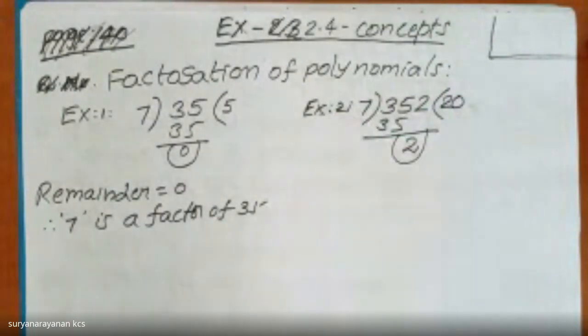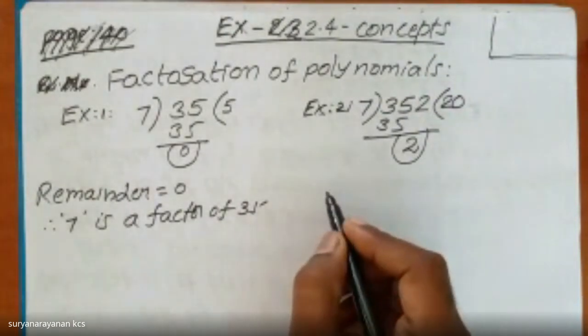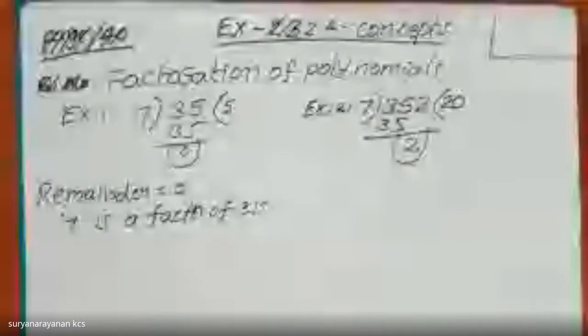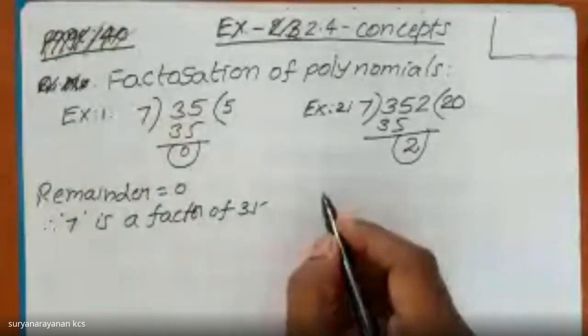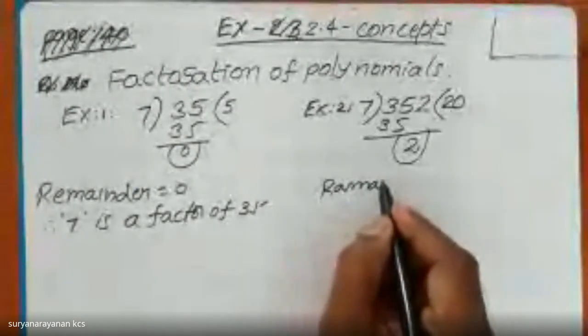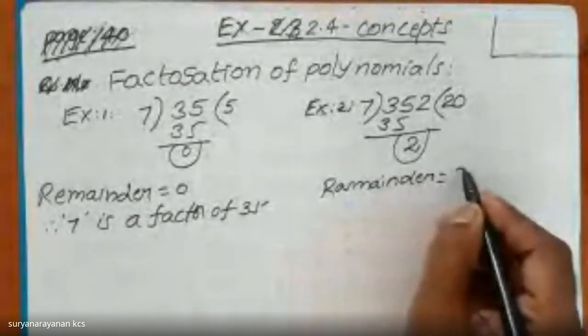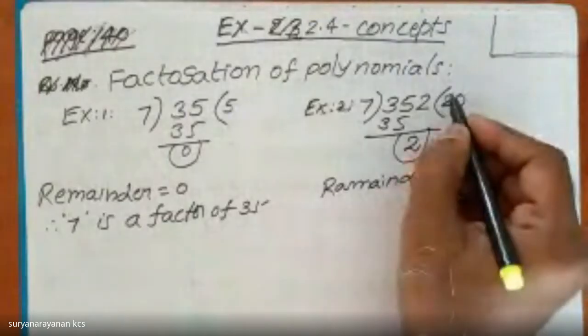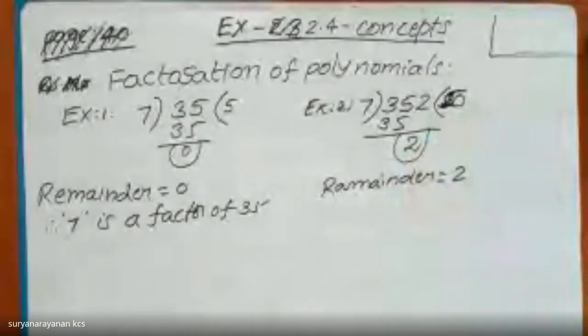In this case, can you say that 7 is a factor of 352? No, sir. Why? Because the remainder is not 0. Yes, very good. Here, the remainder is not 0. Sir, in the quotient part, 5 or 35? Sir, 5 only will come. Sorry, 7 fives. Okay, 7 fives. Very good.